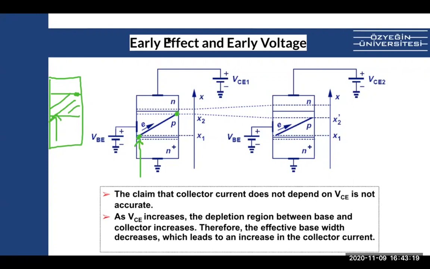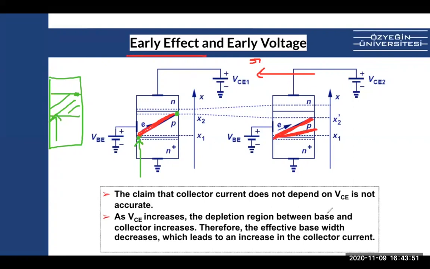But because the width is smaller, now what happens is we have a sharper gradient, compared to a slope that is much less. If it becomes like this, even the slope is higher, right? Because we are thinking in terms of this being the y-axis. So this causes a phenomenon called early effect.